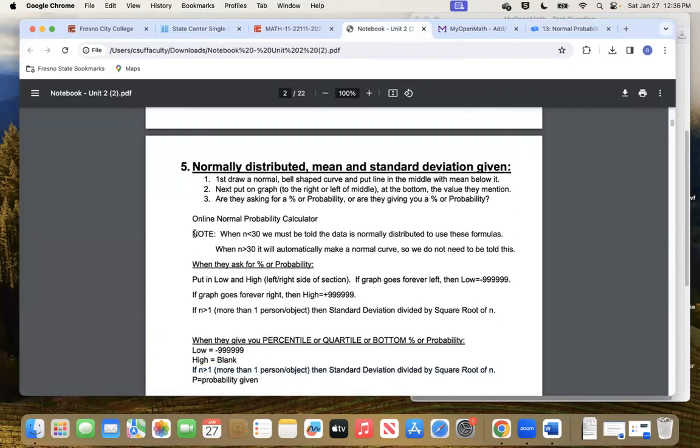Note, when n is less than 30, we must be told the data is normally distributed to use these formulas. When you have a group size less than 30, and that's us, we have only 15. We're only grabbing a group of 15 men. So they have to tell us that it was a normal bell-shaped distribution. If n was greater than 30, then it will automatically make a normal curve. So we don't even need to be told it. So let me show you what I mean. As we go back to the question one more time.